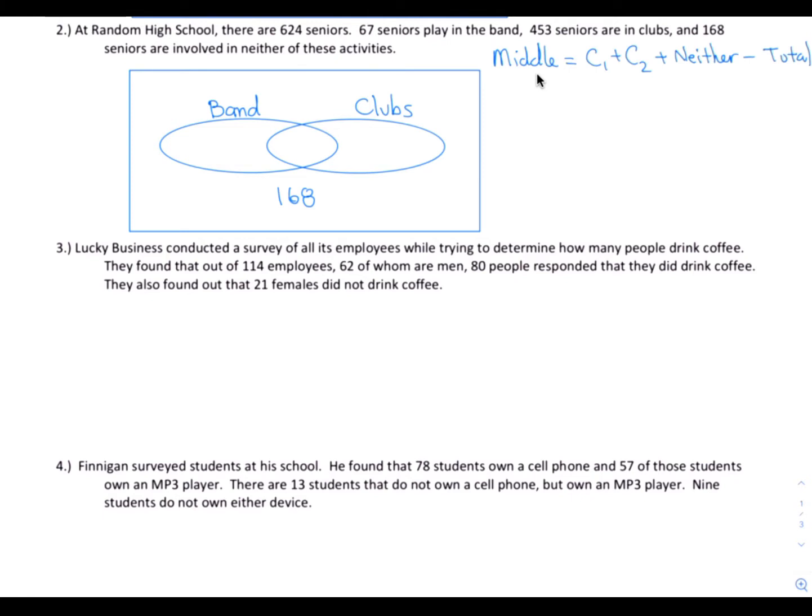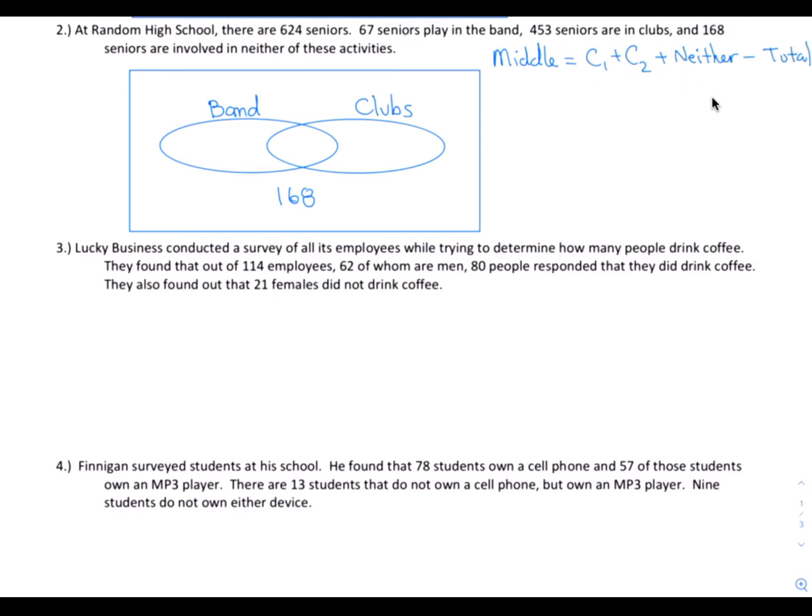That formula is middle equals circle 1 plus circle 2 plus neither minus the total. So that's everybody in circle 1, which is in the band, everybody in circle 2, that's clubs, plus neither, that's going to be the 168, minus the total. And they do give us a total of 624.